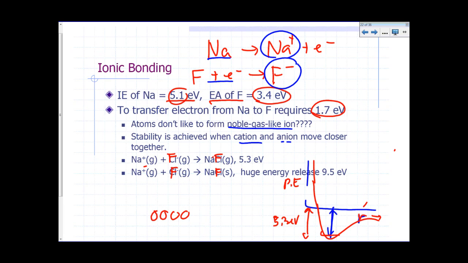As you know, ionic compounds, as they exist in nature under ordinary conditions, are solids. That will involve an even bigger release of energy. The total energy release in going from sodium and fluoride ions in the gas phase to sodium fluoride in the solid would be, on average, 9.5 electron volts for every pair of ions. This is what's called the lattice energy of the solid. So that involves a tremendous amount of energy release and a lot of stabilization going on there.